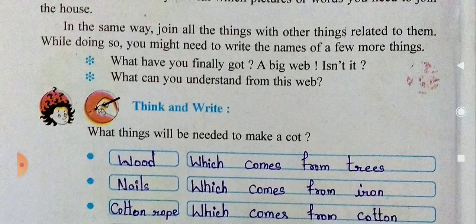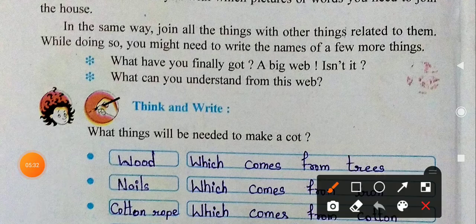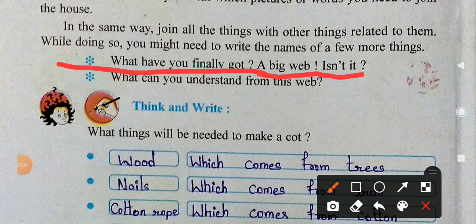In the same way, join all the things with other things related to them. Think about all the things and join all the pictures with the related things. While doing so, you might need to write the names of a few more things also. You can see the first question: what have you finally got? A big web, or not? Yes, I have finally got a big web.